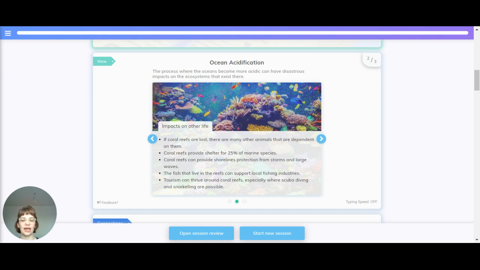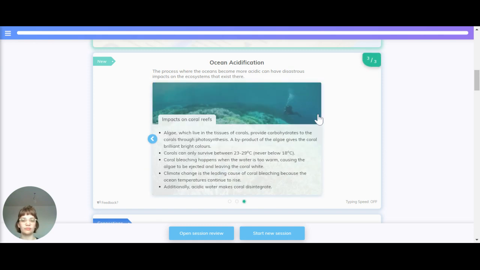Impacts on other life. If coral reefs are lost, there are many other animals that are dependent on them. Coral reefs provide shelter for 25% of marine species. Coral reefs can provide shoreline protection from storms and large waves. The fish that live in the reefs can support local fishing industries, and tourism can thrive around coral reefs, especially where scuba diving and snorkeling are possible.